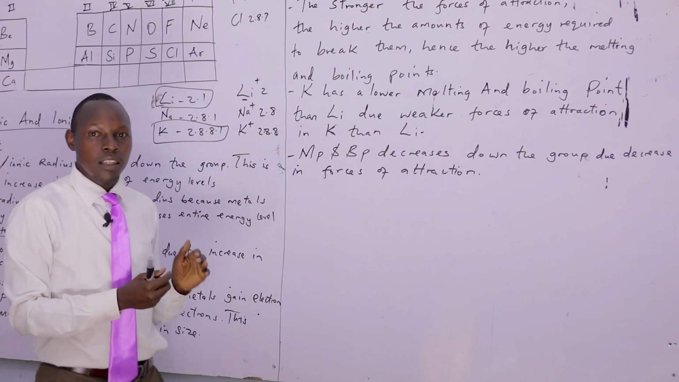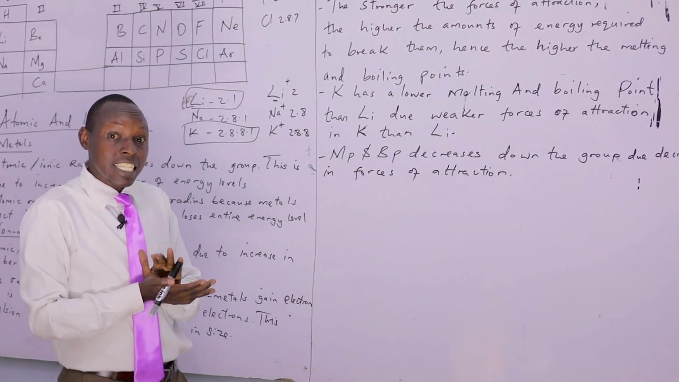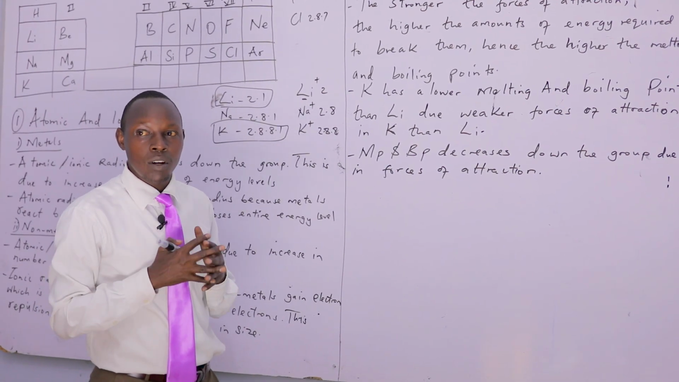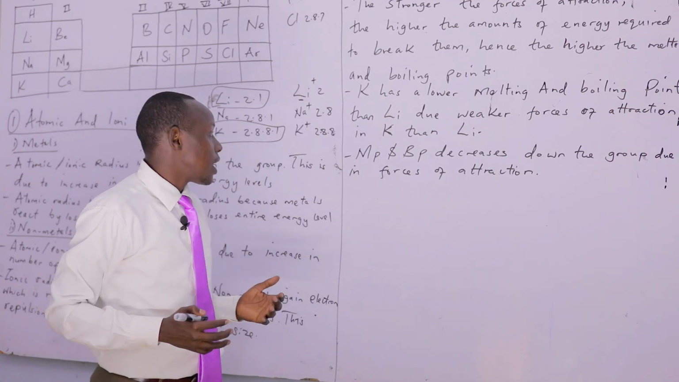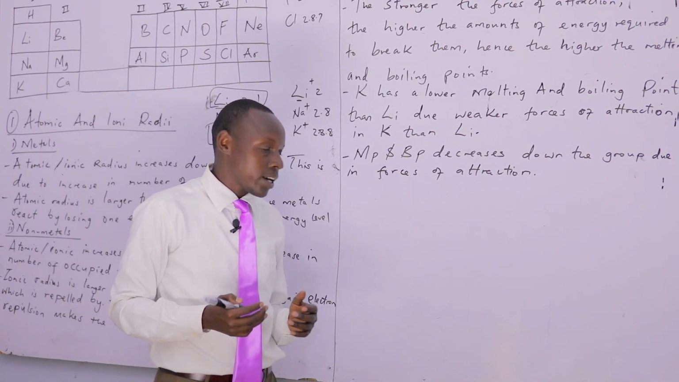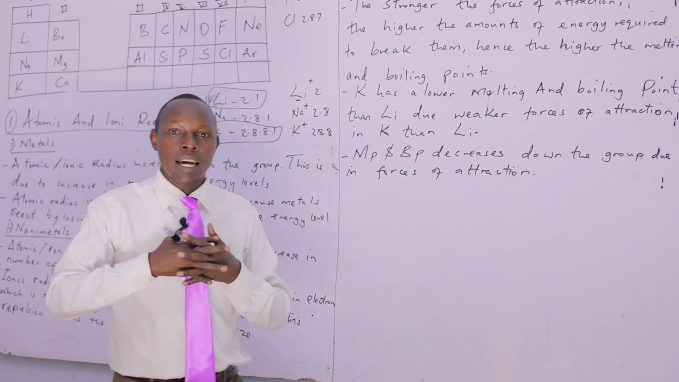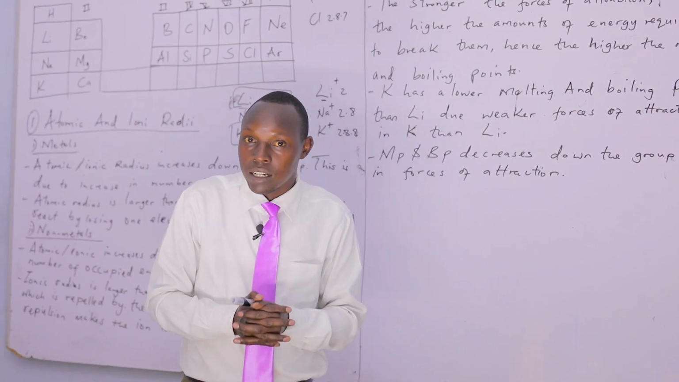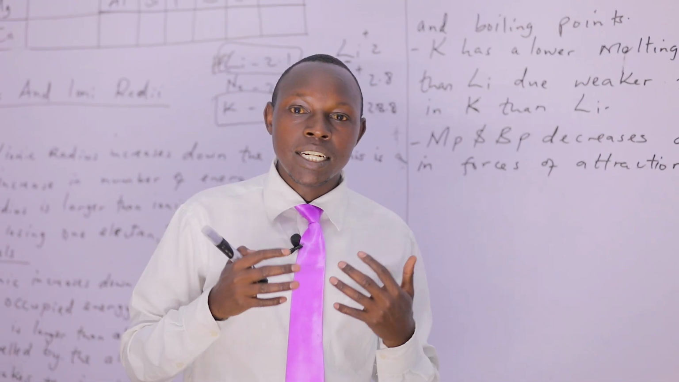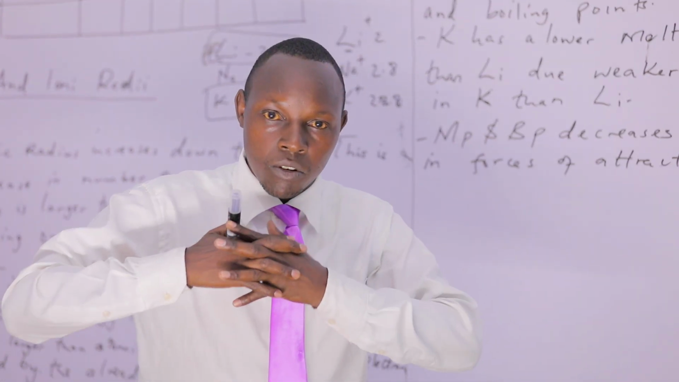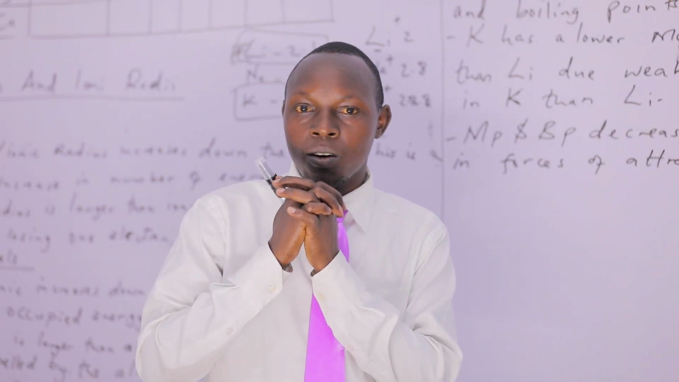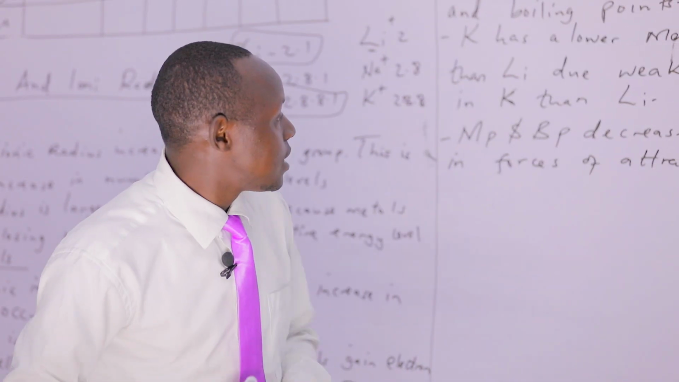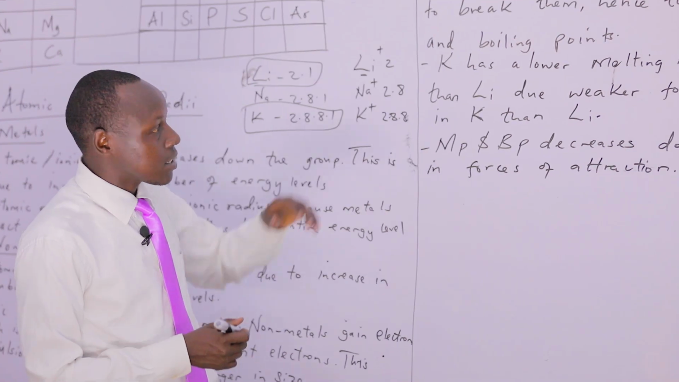So as the forces of attraction decrease, then the melting and boiling points decrease. Definitely we are all aware that if we have strong bonds between certain kind of individuals, then it will be difficult to break those bonds because you require a lot of energy or skill. So that is for metals.